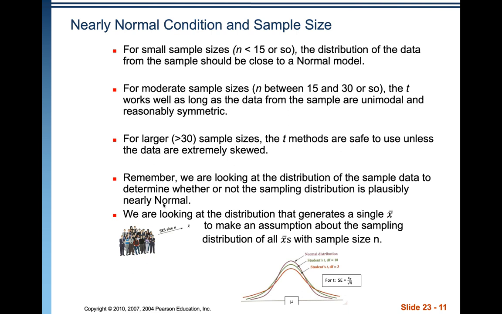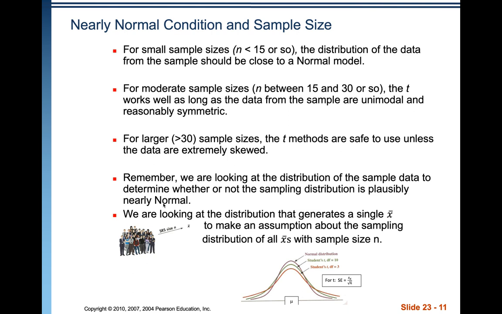Remember, we're talking about what the distribution of the observations tells us about the sampling distribution. So if we have a sample size of 15 or less, then the observations themselves have to follow a normal model in order for our sampling distribution to be nearly normal.